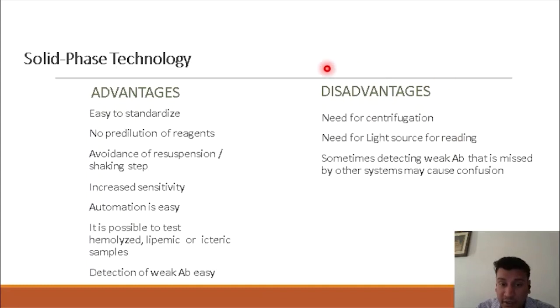But the disadvantage is, again, there is a need for a special centrifugation device. It needs a light source for reading the reaction in the small solid phase wells, and sometimes it can detect weak antibodies that are missed by other systems, which may cause confusion. Because it has high sensitivity, it can detect even weak antibodies and create some confusion in final interpretation.